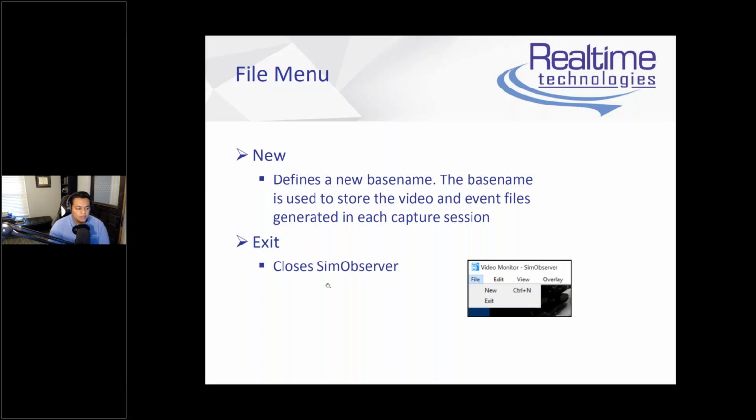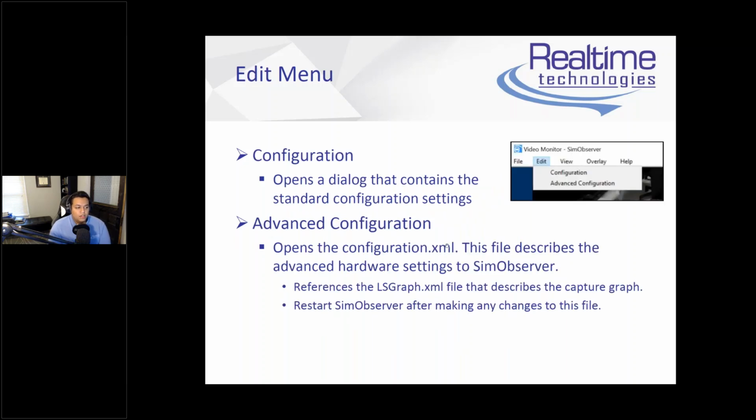Exit will close SimObserver. We also have configuration in the edit menu, so you can configure the dialog that contains the standard configuration settings. And then the advanced configuration here goes through our Configuration.xml. So the Configuration.xml gives you more advanced hardware settings, which references the LS graph file, which gives you the capture graph for your capture card. All of this configuration is pre-done for your system, but if by any chance you upgrade or add additional cameras, you'll be going through this configuration to make those adjustments.